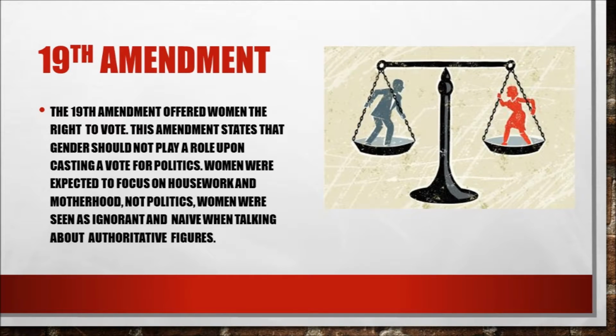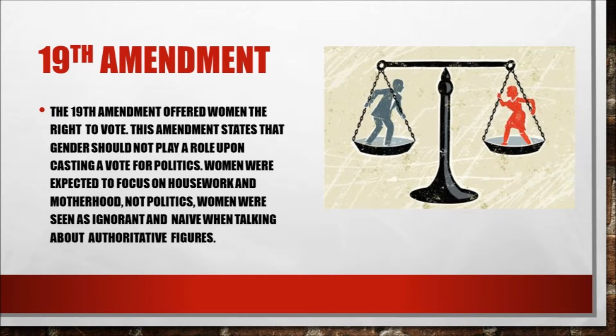The 19th Amendment. The 19th Amendment offered women the right to vote. This amendment states that gender should not play a role upon casting a vote for politics. Women were expected to focus on housework and motherhood, not politics. Women were seen as ignorant and naive when talking about authoritative figures.